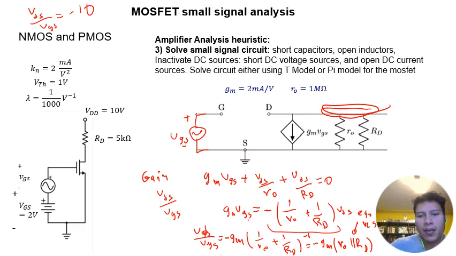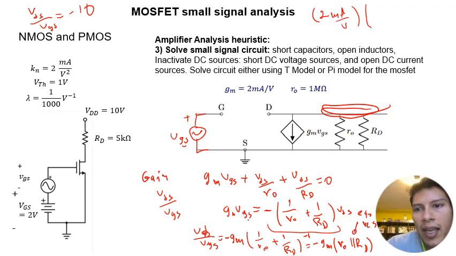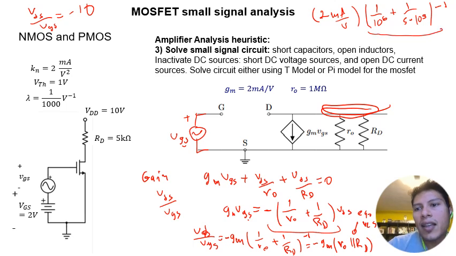Okay, well, what is GM? GM is equal to 2 milliamps per volt. And then we have RO, which is 1 over 10 to the 6, and then RD, which is 5 times 1000, and then to the -1. This, if you plug it into your calculator, is approximately equal to 5,000.